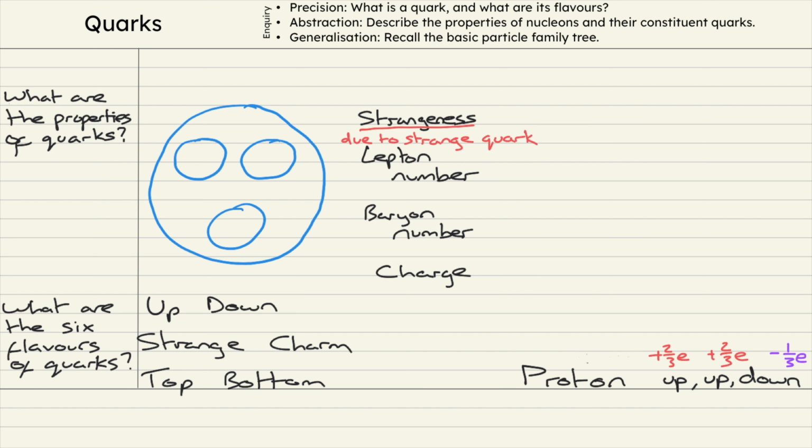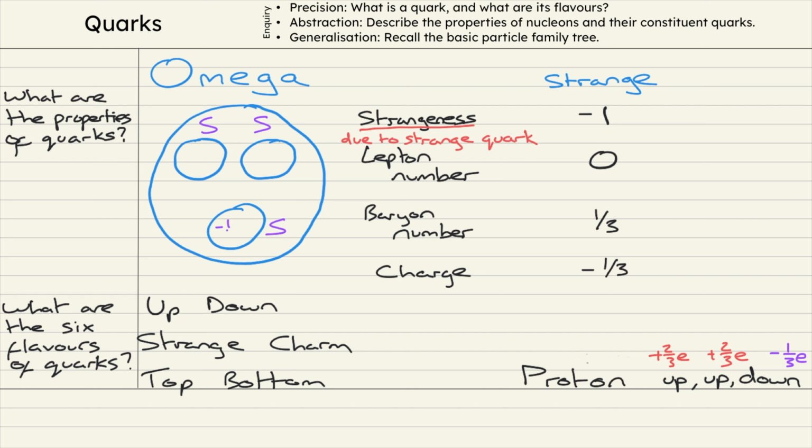Now the omega baryon has 3 strange quarks in it. And that means it's got a strangeness of -3. Yep, that's right. Strange quarks have a strangeness of -1. And they also have a charge of -1/3. So that means an anti-strange is going to have a strangeness of +1 and a charge of +1/3.